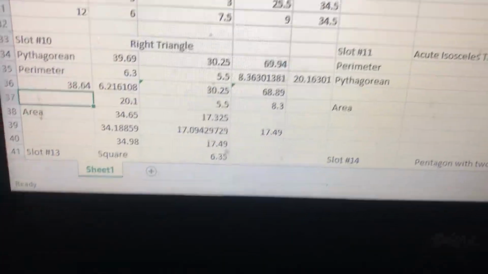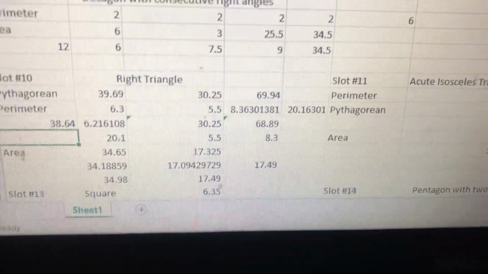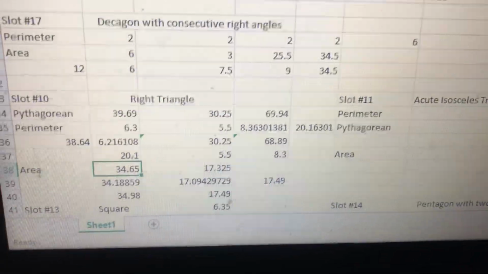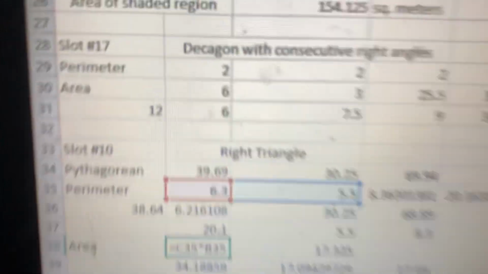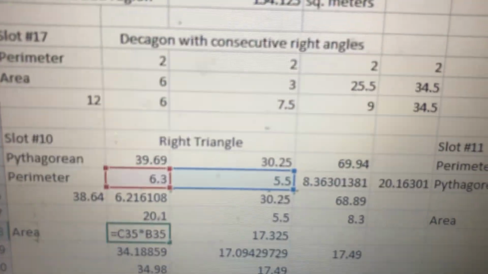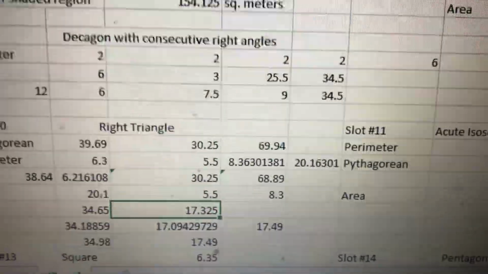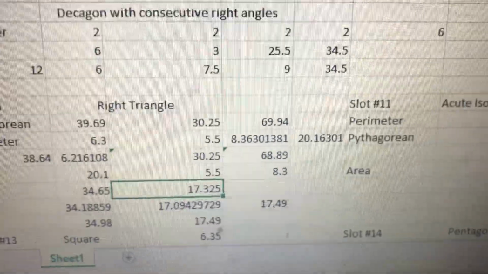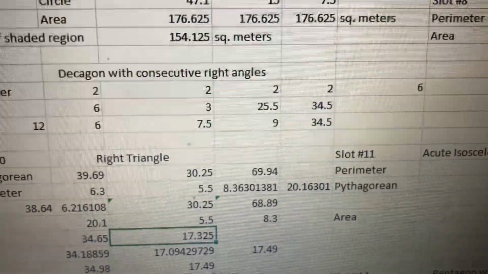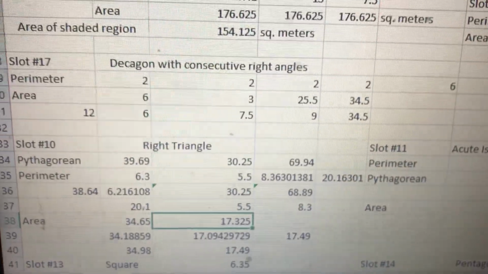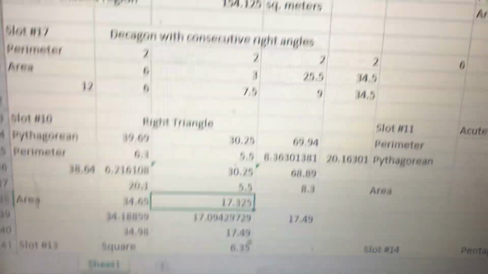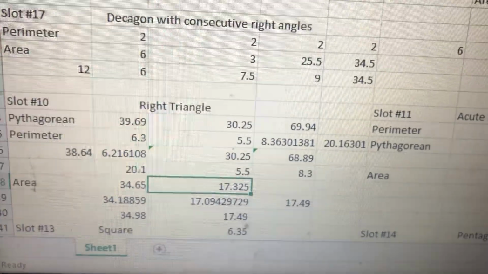So, that's it. That's how you solve for the perimeter. Now, to solve for the area, it goes like this, right? The area is this, C35 times B35, which are these two. Base times height. And then divide by 2. So, correct. We still got the same answer. 17.49 or 17.325. Although we may get different answers, yet, it's still a good answer. Okay? It's still correct. Okay?